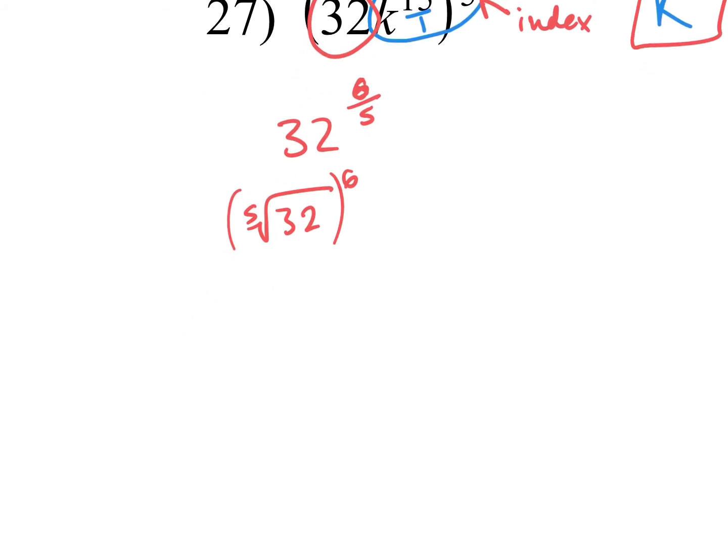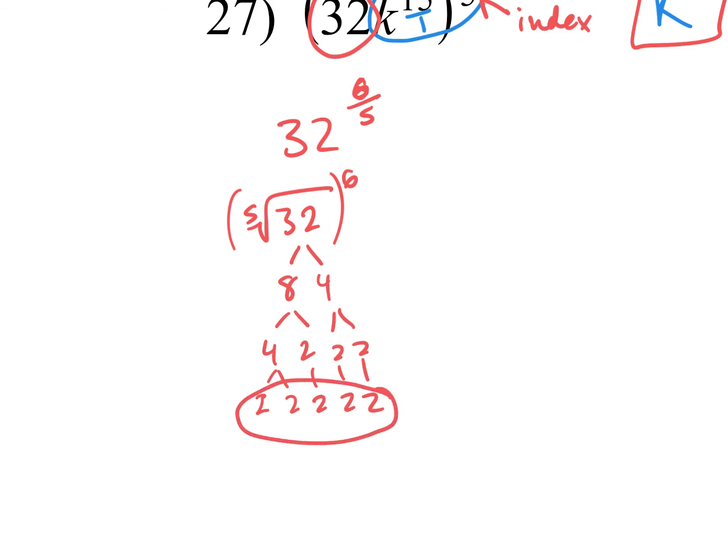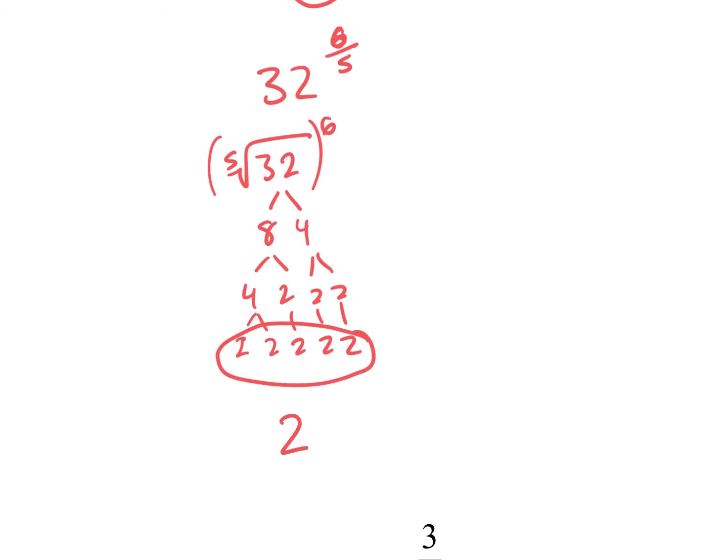All right, let's break down 32. What are 2 factors of 32? 8 and 4. And 2 factors of 8? 4 and 2. 2 factors of 4? So I circle groups of how many here? Groups of 5. So I have 5 2's. So what comes to the outside? 2. But what do I still have to do?